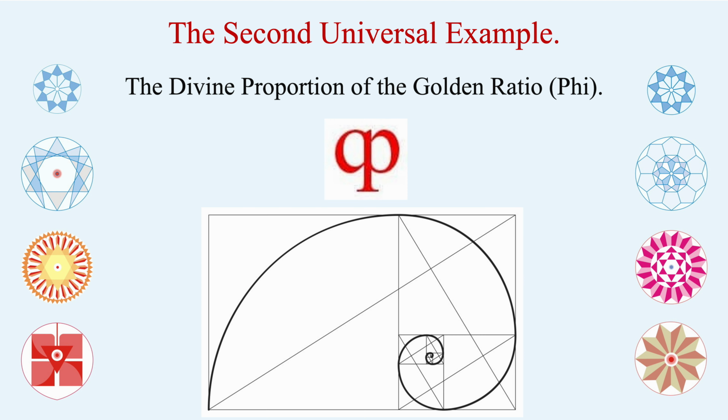Now, the second universal example is the divine proportions of the golden ratio, phi. This picture, keep it in mind, this is one picture which comes and is shown by all the mathematician artists to talk about what phi, the golden ratio, or divine proportions are as such.